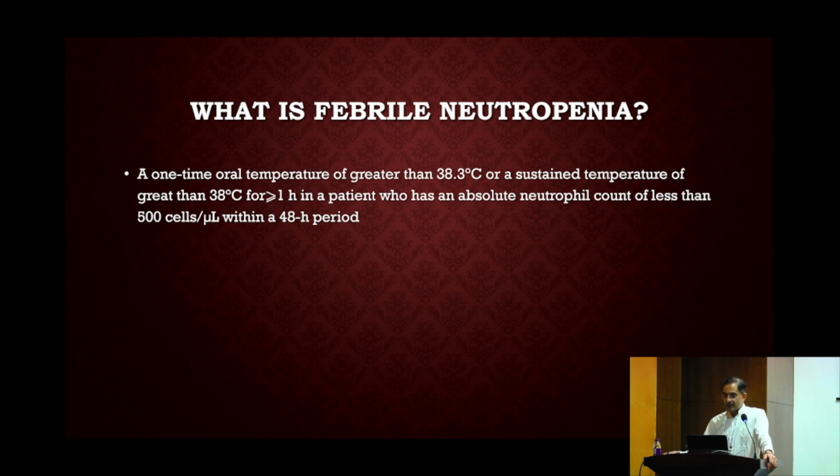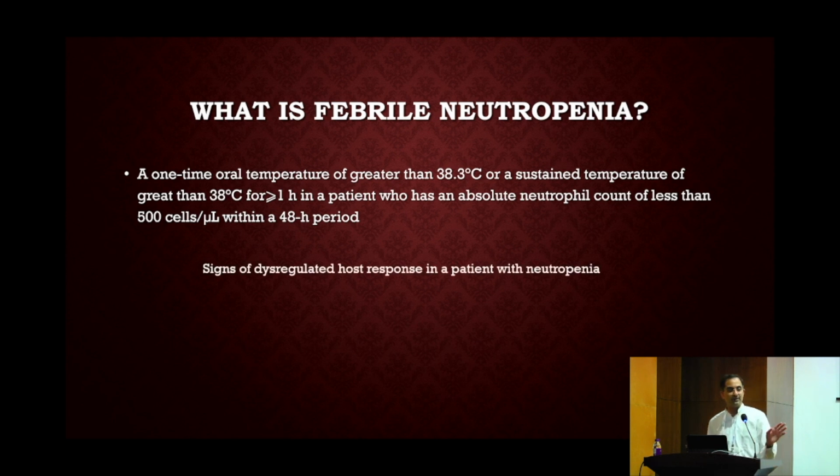So firstly, the definition of what is febrile neutropenia. It's nothing but a one-time oral temperature of greater than 38.3 degree or a sustained temperature of 38 degree plus for more than 1 hour in a patient who has absolute neutrophil count of less than 500 within a period of 48 hours. So a person who has neutropenia, which is less than 500 count within 48 hours and has these two types of fever pattern, 38.3 one spike or more than 38 degrees centigrade for an hour.